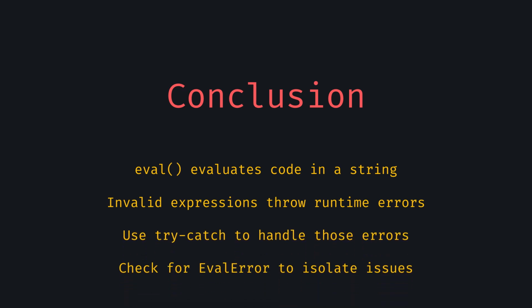To wrap up, eval is powerful but risky. It executes dynamic code, and that comes with errors. By wrapping it in a try-catch block and using instanceof EvalError, you make evaluation safer. This gives you control and lets your program respond instead of crash. Always use this pattern when evaluating unknown code.